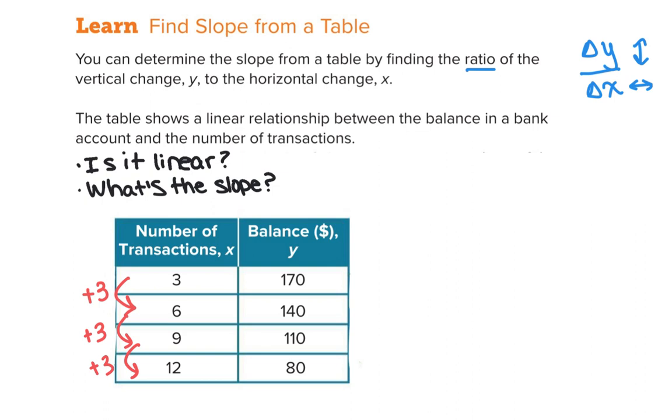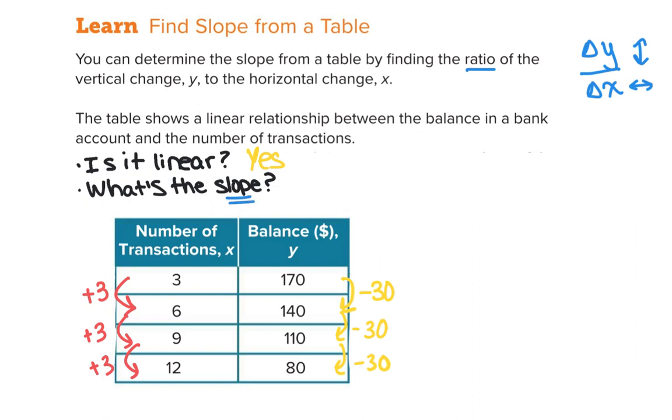So 170 to 140. Now it's going down $30. And then it's going down another $30, and then it's going down another $30. What this is telling us is that every 3 transactions, this bank account balance is decreasing by $30. Somebody's taking $30 out every 3 times. So yes, it looks like it is linear because it's decreasing at a constant rate. And now that we know that, we can find the slope.